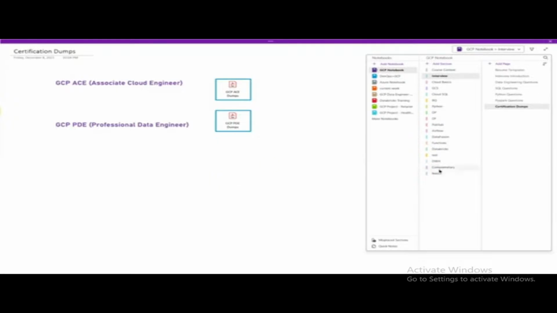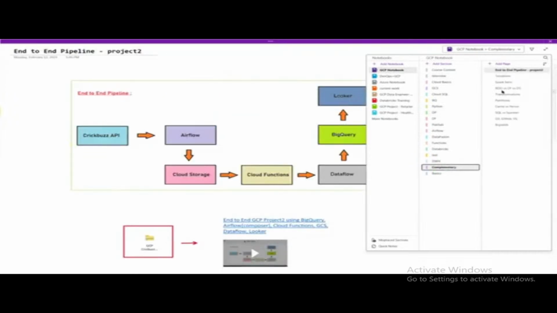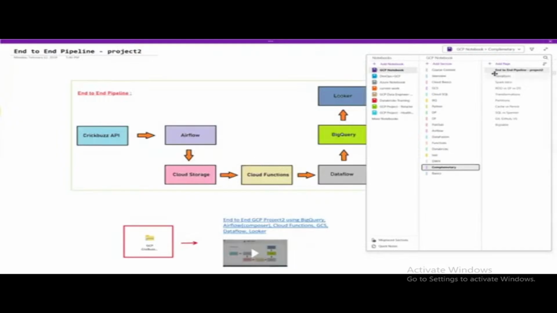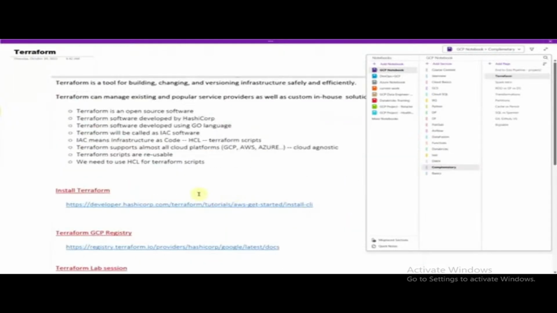And complementary, I think I have not shown you this one. So there's a complementary end-to-end project 2, which is a video bite. And the complementary Terraform is also there. Okay, so all of these things, everything is there here, guys.